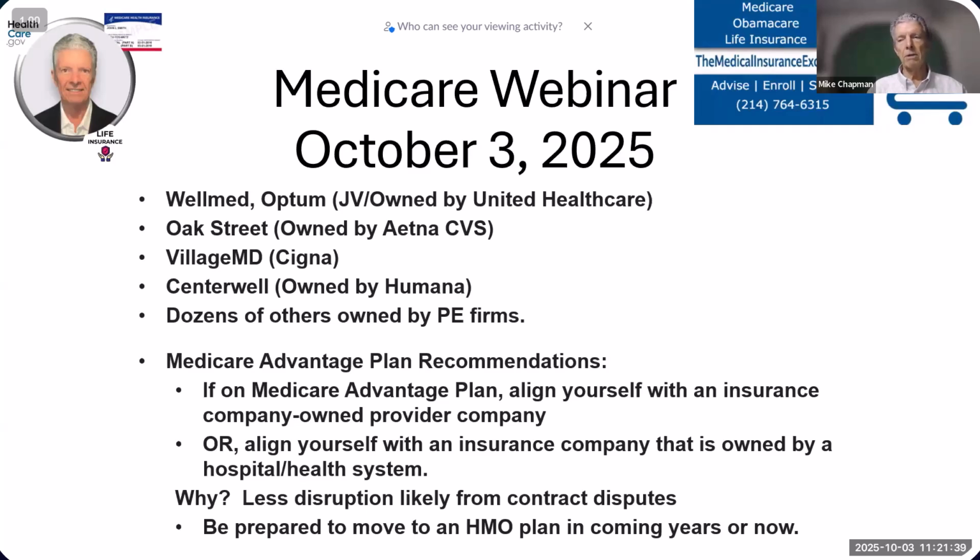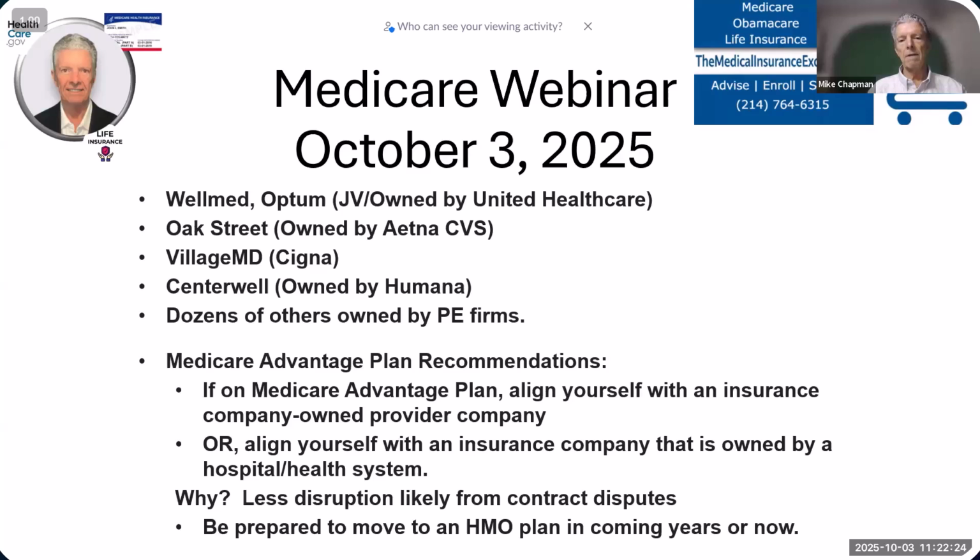If you're on, and I'll be in the recommendations I send to Medicare Advantage plan clients, I'm going to mention you're going to want to align yourself to those insurance company owned providers, maybe not in a year, but over the course of 2 years, or with an insurance company that is owned by a hospital and health system like a Baylor. And that's why you're less likely to be disrupted from contract disputes. There may not be any contract disputes this year, but it's going to happen. Whatever plan you have, there will be a contract dispute, because that can make the difference between profit and loss to an insurance company or a hospital health system.